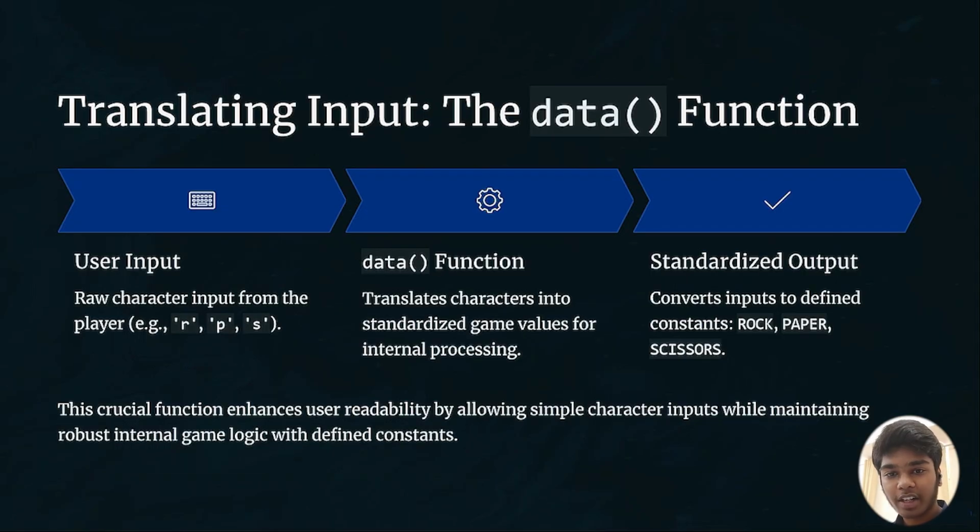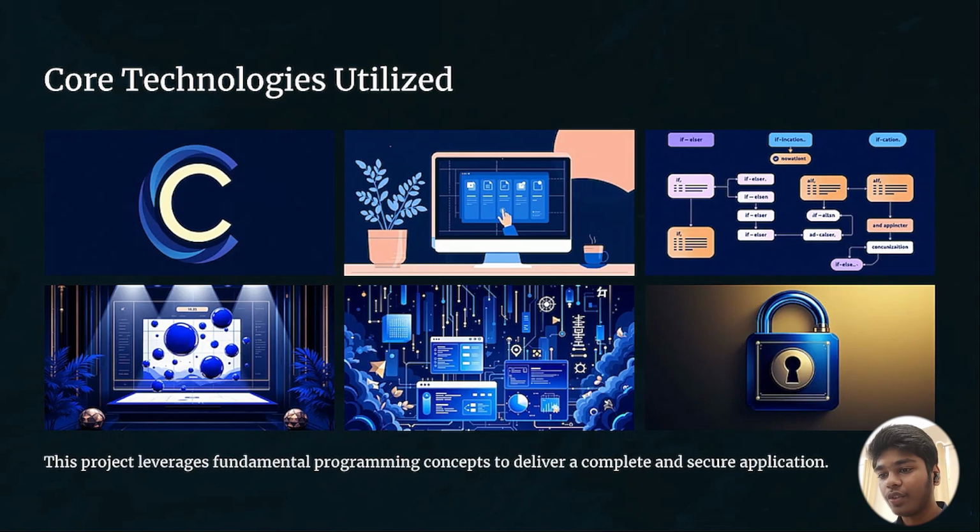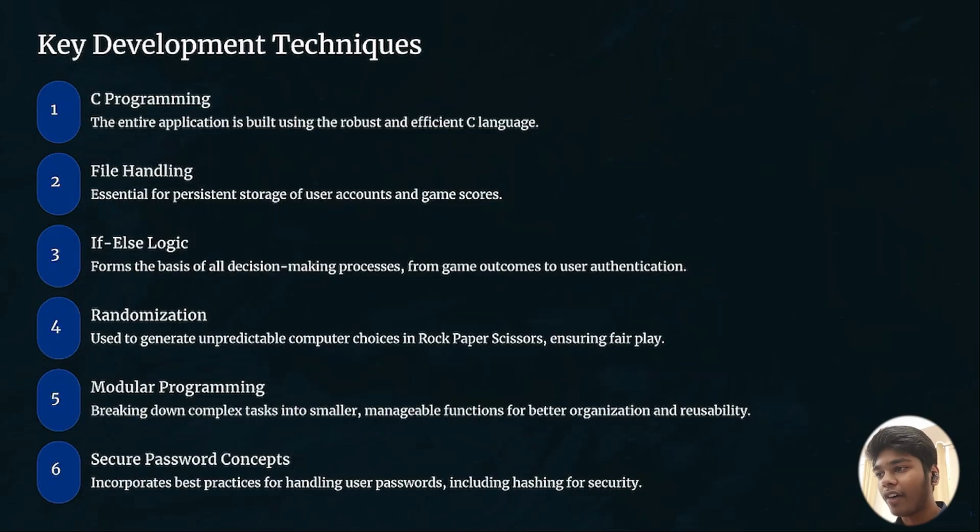So generally users don't feel like typing the whole word rock, paper, or scissors. So we have used R, P, and S, and when this is printed onto the screen, like you have chosen rock and the computer has chosen paper, then the word rock will be shown using this data function, and this is a standardized output.